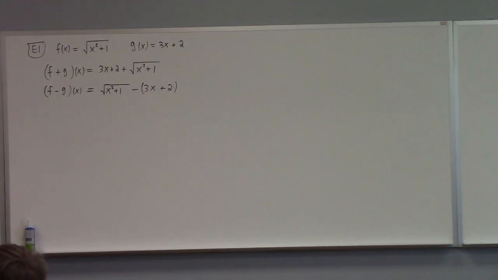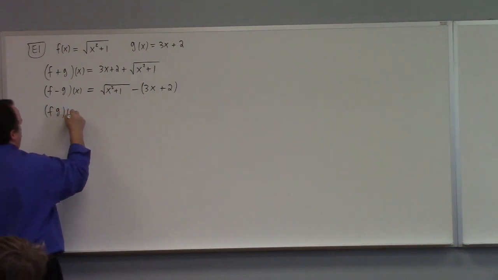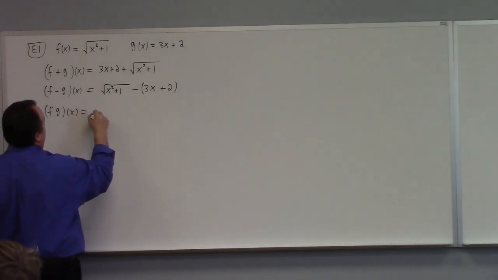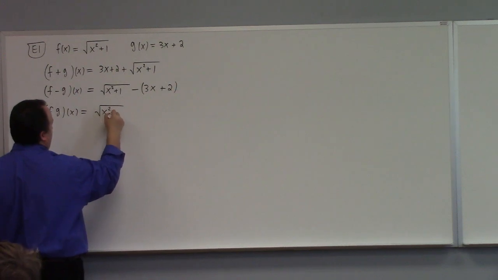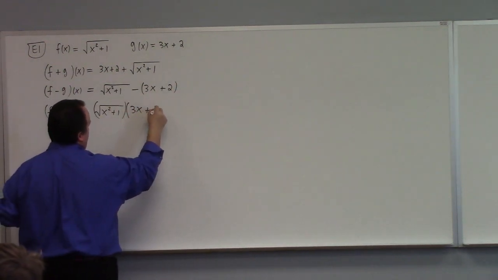What would f times g of x be here? fg of x would be the square root of x squared plus 1 times 3x plus 2. All right, great.